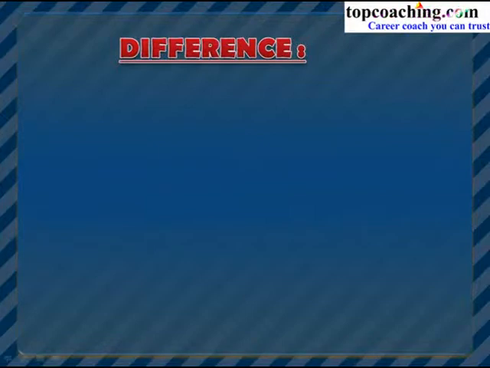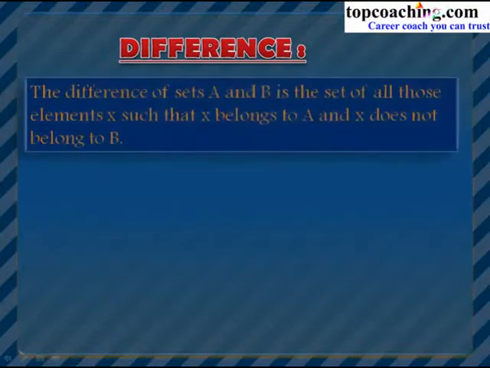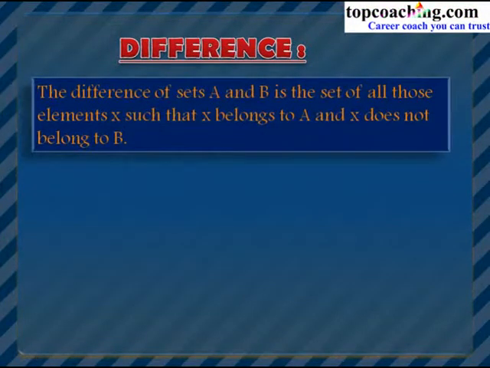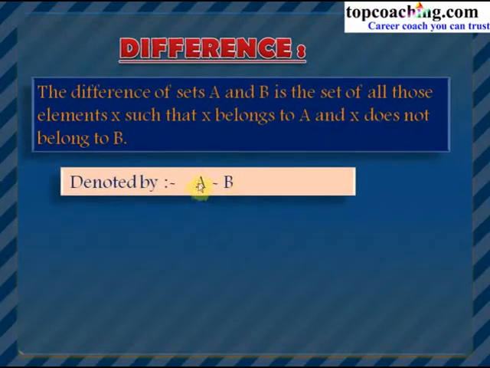The next concept is the difference of two sets. The difference of sets A and B is a set of all those elements X such that X belongs to A and X does not belong to B. So what is the difference of two sets A and B? It is a set that contains all the elements X such that these elements X belong to the set A but they do not belong to the set B. It is denoted by A minus B. So this represents the difference of two sets A and B.